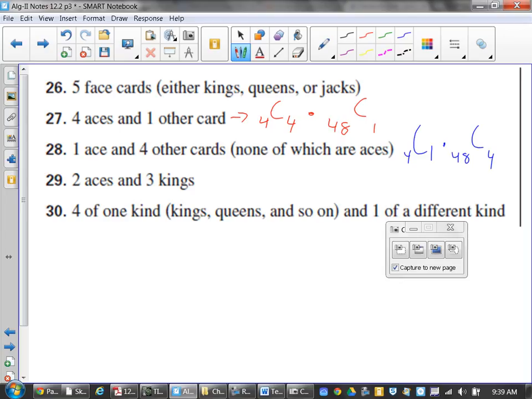Now the last one. Everybody okay on 29? Yeah, I didn't quite understand the last one. The last one's really kind of weird. I don't know if I like how it's set up here. You want 4 of a kind and 1 of a different kind.